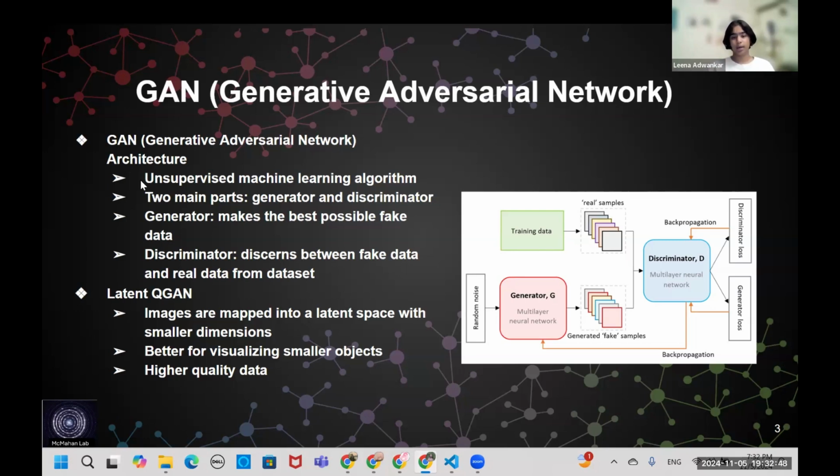The reason why this is helpful for our project is because to create a cure for Alzheimer's, we're looking at very small molecules. So to properly map out these molecules, we need to have a smaller dimensions and space so that the calculations are the most accurate that it can be. So this latent QGAN is good for visualizing the smaller objects like the molecules, and it also has higher quality data for drug discovery especially.